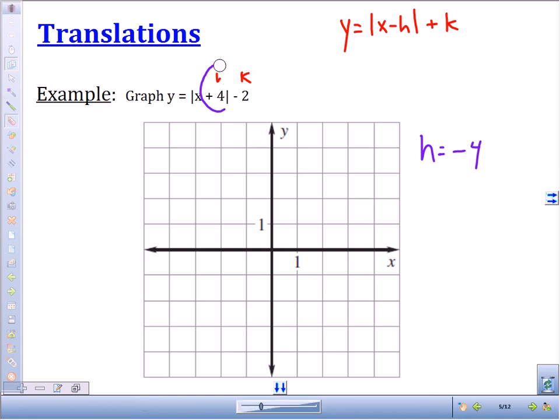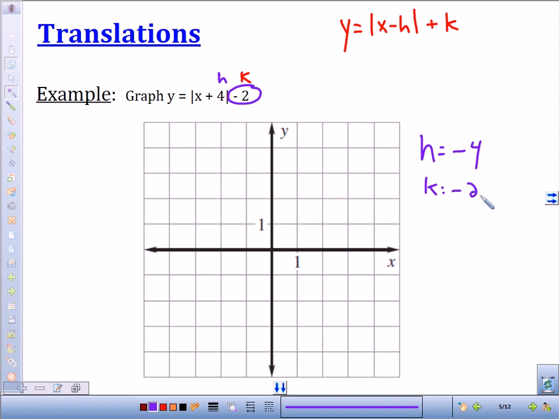K is minus 2. Now our formula says it's plus k, so it's going to stay the same. It's going to be minus 2. K is minus 2. So we've got our horizontal movement, minus 4, and we've got our vertical movement, minus 2.